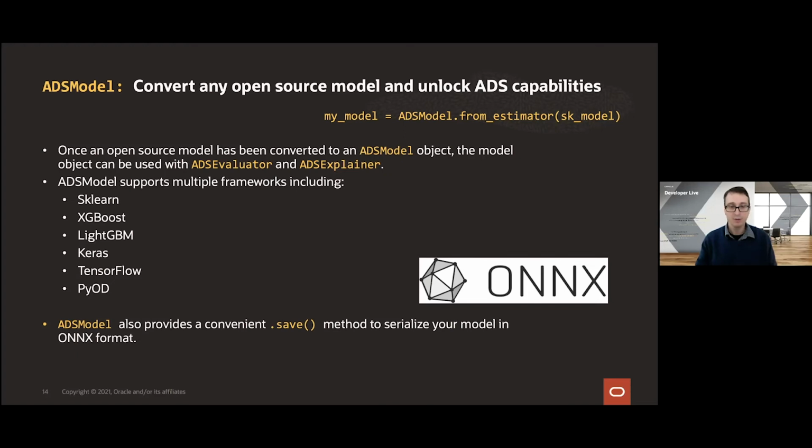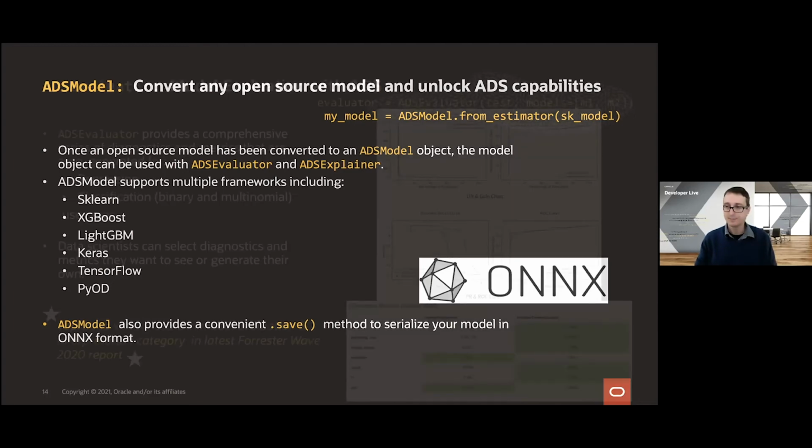And the reason why you want to do that is because converting it to an ADS model object unlocks a whole bunch of capabilities, mostly around evaluation and explanation, which I'm going to show in a second. But an ADS model also allows you a convenient way to save your model. Once it's converted to an ADS model object, you can save the model, and the save operation will create a serialized version of your model. And we support the ONNX format as a first class format for ADS models.